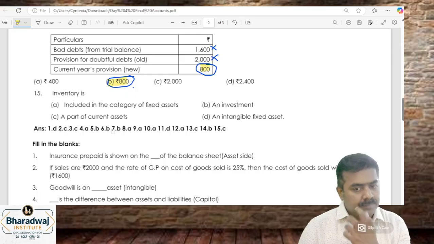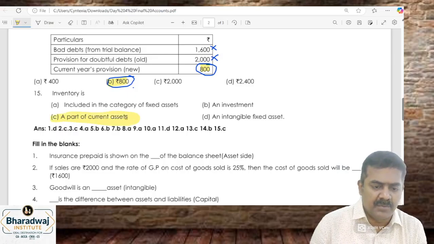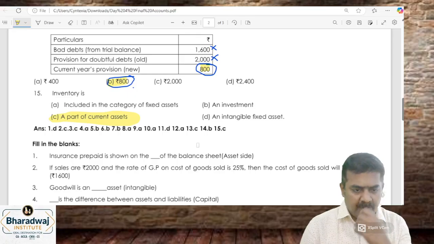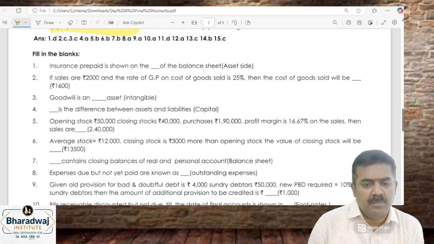Inventory is nothing but stock. Inventory is part of current assets. Okay. Insurance prepaid is shown on the asset side of the balance sheet. Okay.